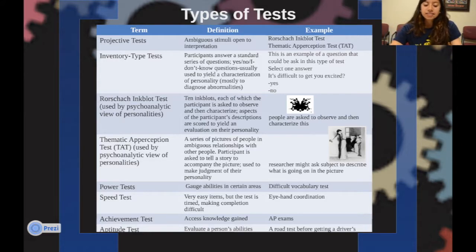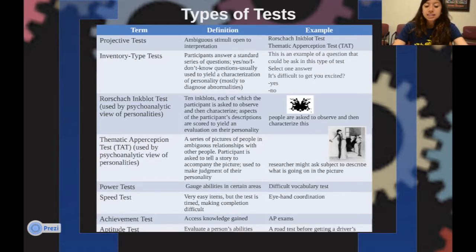So first, let's look at inventory type tests. It's where participants answer a standard series of questions, yes, no, I don't know type of questions. Usually this is used to diagnose abnormalities, like is it difficult to get you excited, yes or no.